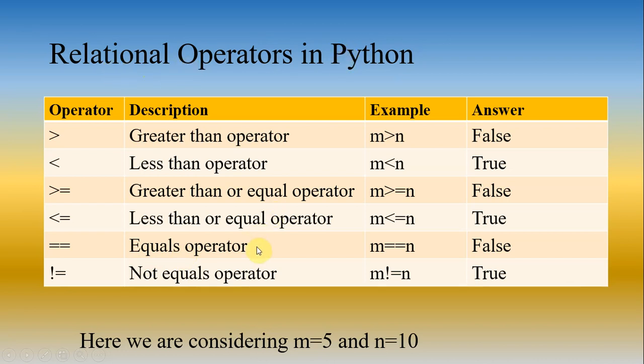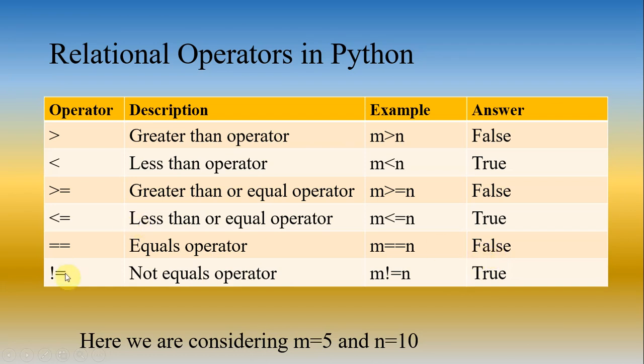It is used to check whether the 2 values are equal to each other. Is m equal to n? Which means is 5 equal to 10? False. 5 is not equal to 10.